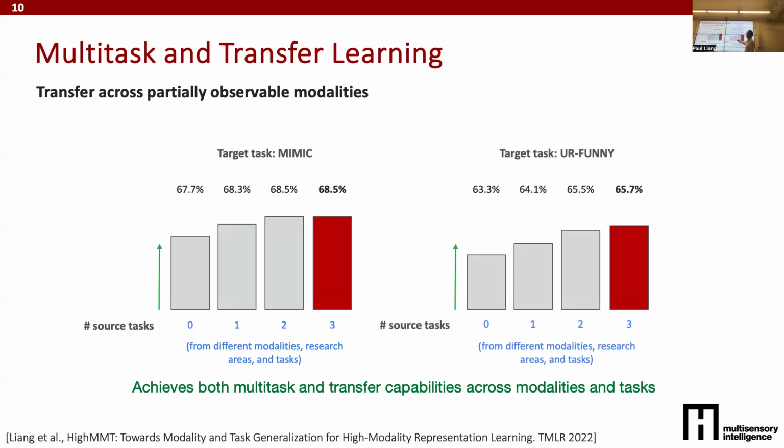I guess this was transferring to this humor detection task. So you pre-train on some other videos and some other human behavior, and you transfer to this humor task. I mean, you can look at the paper for some of the exact numbers.